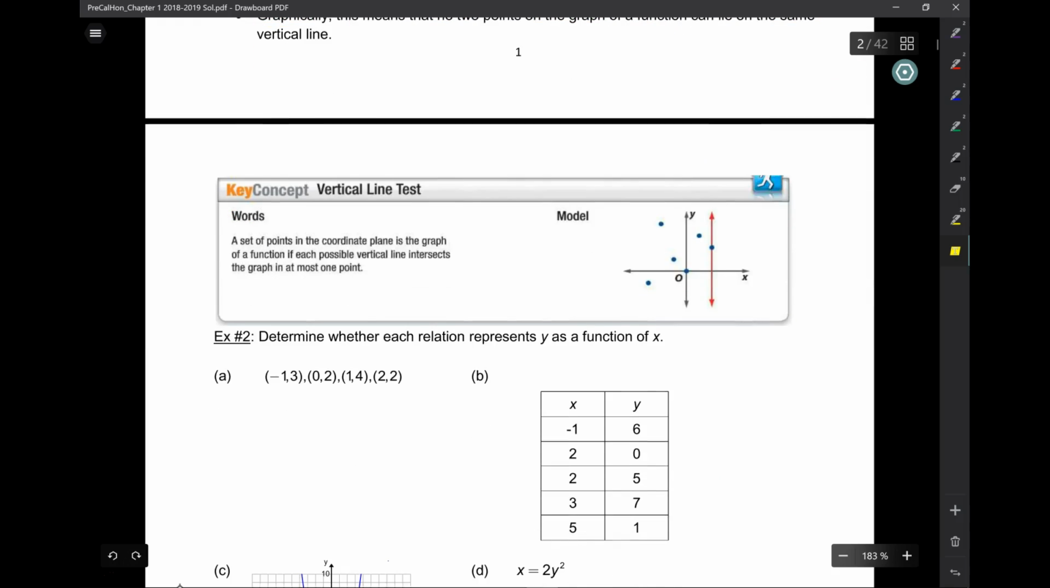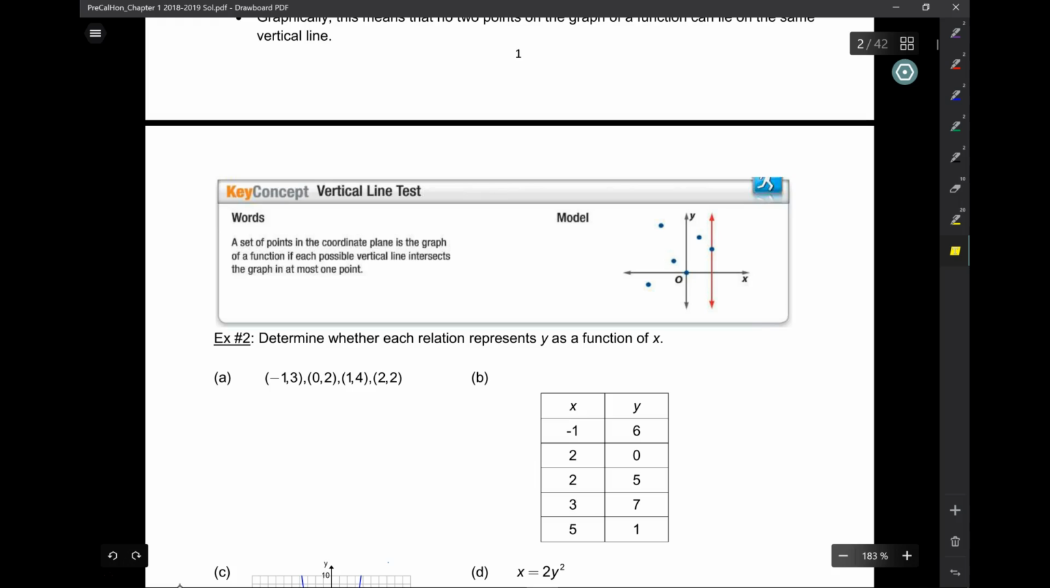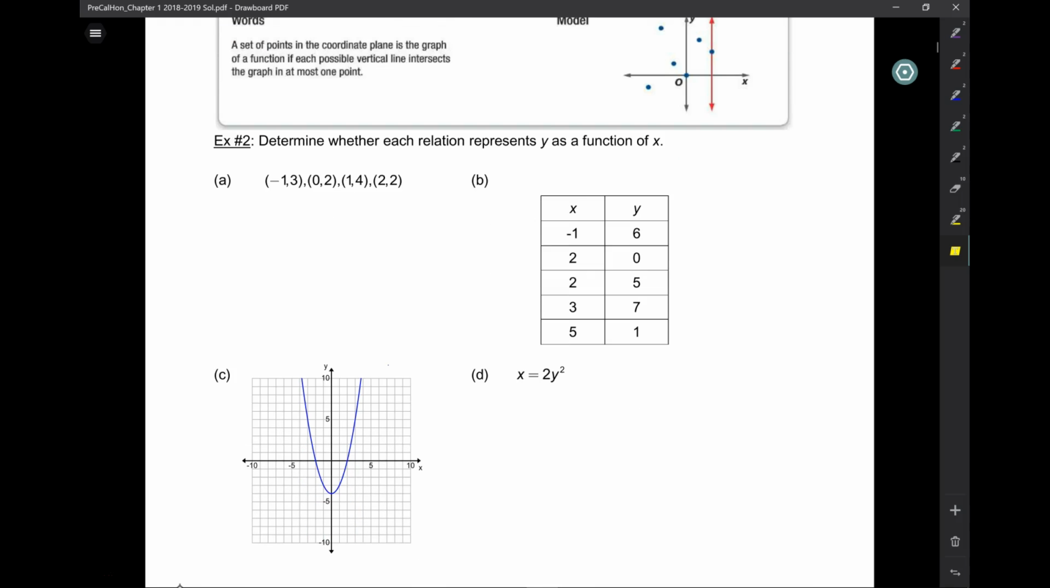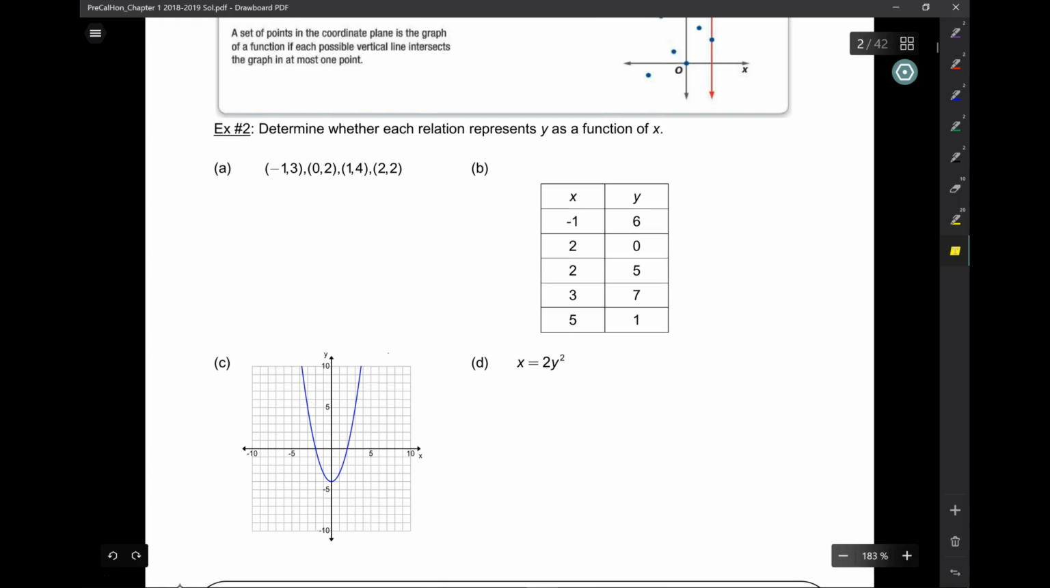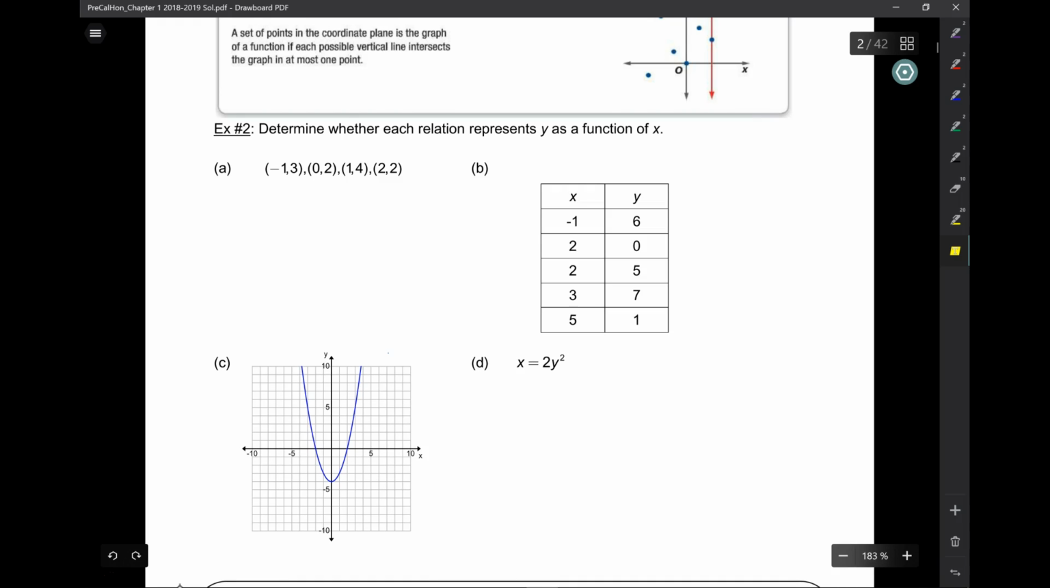So the way we test for a function is the vertical line test. And the way that works is, if you have a graph of a relation or of a function, if you draw a series of vertical lines, each vertical line is only allowed to cross the function once, okay? All right, so let's see whether each of these is a function. Take a look at the first one. Is that a function? Right, none of the x's repeat, so yes, it's a function.